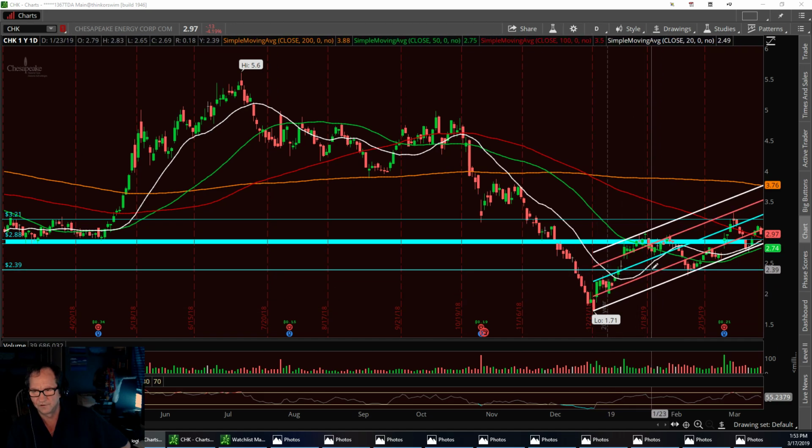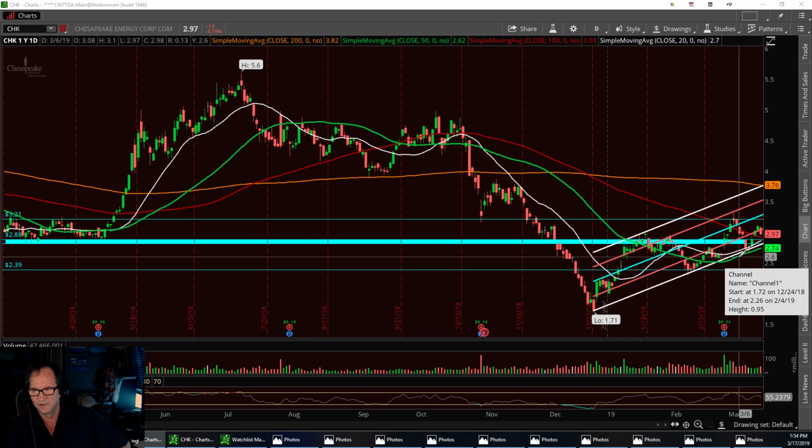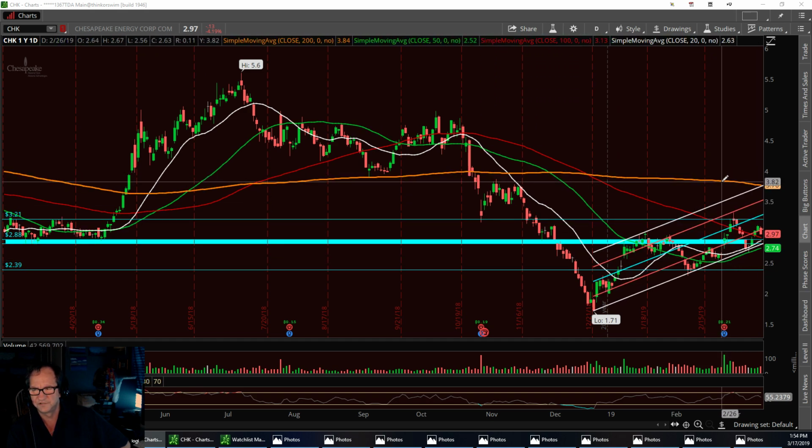The 20 started curling up. The 50 started curling up. The 200 is still sitting up here. So this trade, you know, sometime this year is going to run back up here to top this trend. But I got out of this trade at 3.10 last week. Could have been Thursday when I got out of this trade.